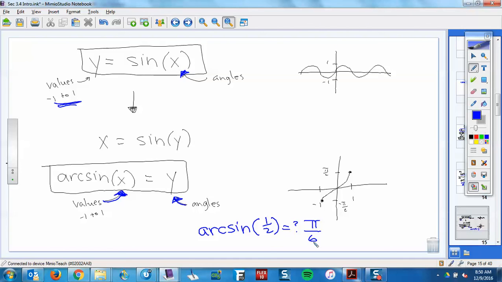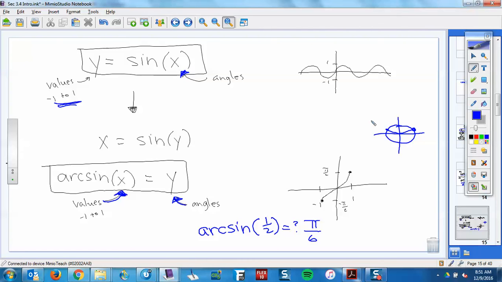Now the problem is, if you go to the unit circle, is pi/6 the only time you get 1/2? No, right? You get 1/2 over here at 5 pi/6, and you get it around here again at 13 pi/6, right? Well, we can't have that with a function, right? We can't plug in a half and get out a lot of different answers. We've got to get out only one answer.